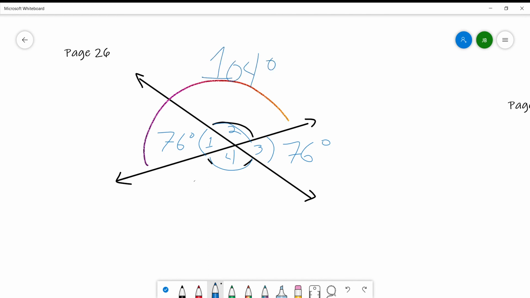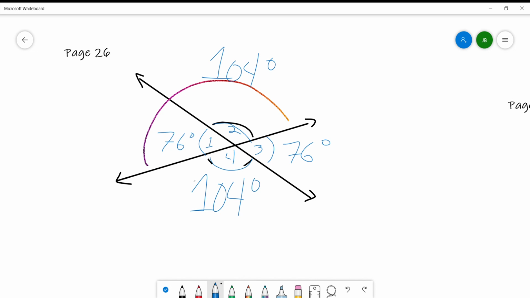So we know that this angle has to be 104. Furthermore, we know that this angle has to be 104, because it's congruent, because it's vertical, not adjacent. So those are the measures of the missing angles.